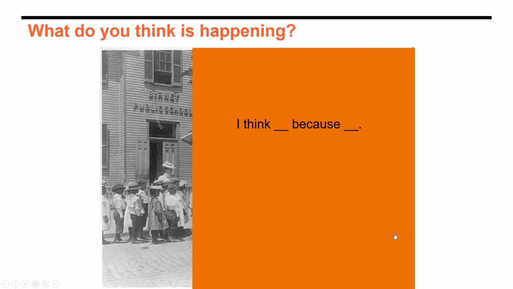Kim, thank you for kicking us off with, I think they're lining up because it's the first day of school. And that's something that might be familiar to students. Catherine is thinking of segregation. And if you would add the because, that would be a useful insight into what you're looking at. Stephanie says, I think they're going to recess because they're lined up outside. Dee says, I think the kids are lining up for school because I see a teacher and students in line. Catherine says, all the students are children of color. Thank you for adding the detail.